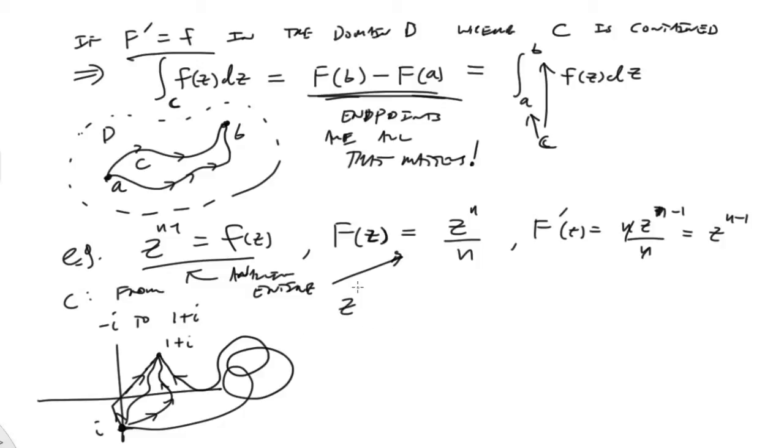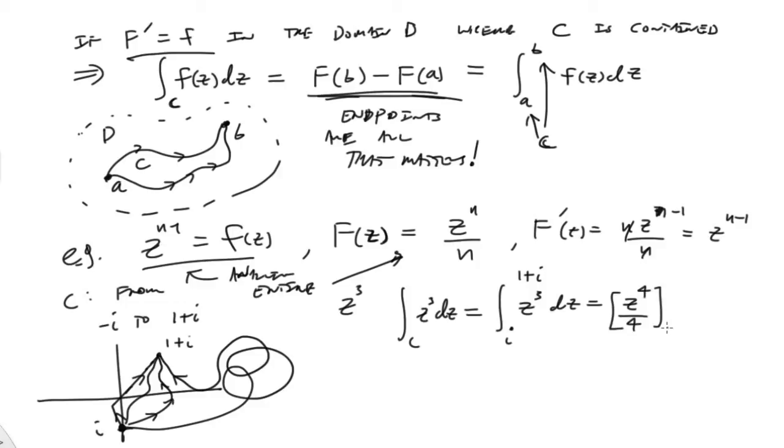Now let's try z to the third power to make our result complete. We can simply write this as integral over c of z to the third power dz. We can now rewrite this as integral from negative i to 1 plus i. That's our new way of writing it. Now that we have an antiderivative that exists on the domain, we can write that as z to the fourth all over 4 evaluated from negative i to 1 plus i. And so I'll leave that little calculation for you to do yourself.